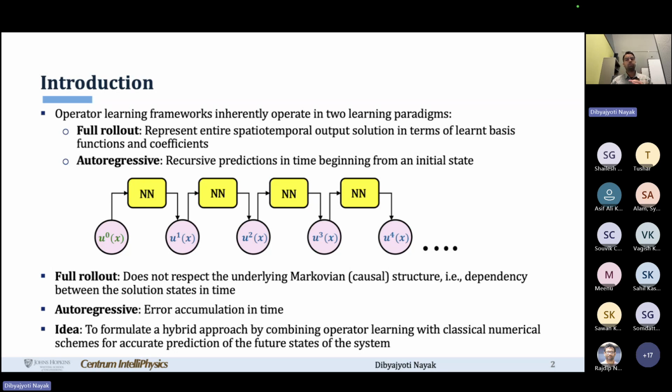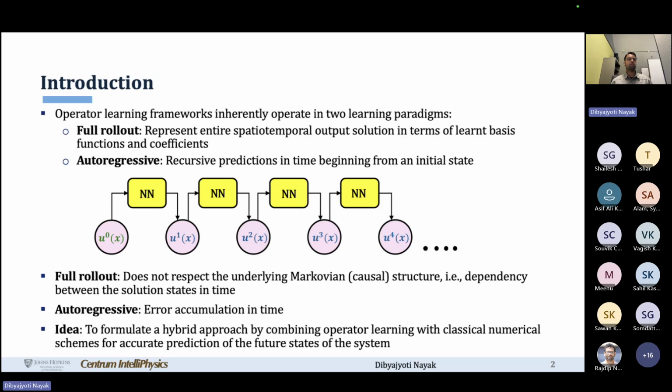Now, in these two learning paradigms, full rollout and autoregressive, there are majorly two problems that occur. In the full rollout case, recall that I mentioned we are trying to parameterize the output function space in terms of some learned basis functions and coefficients. If you represent the output space in this manner, then we are not inherently respecting the underlying causal structure of the system.